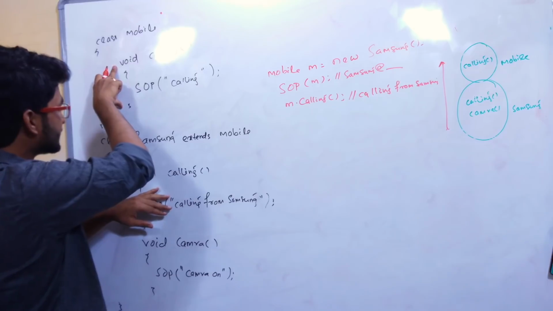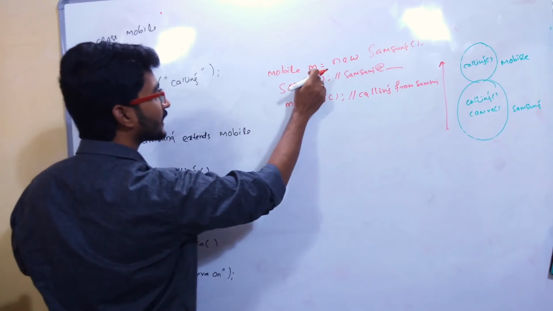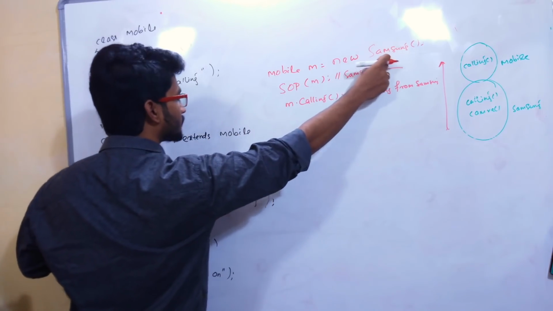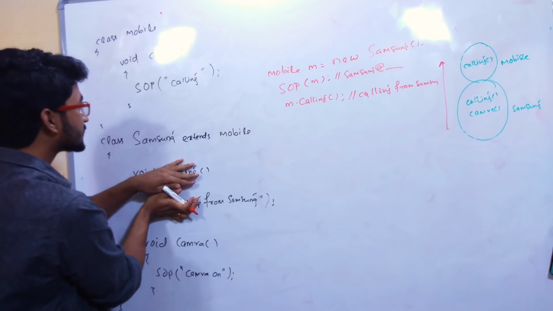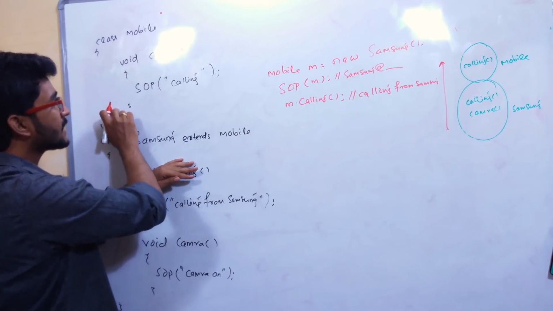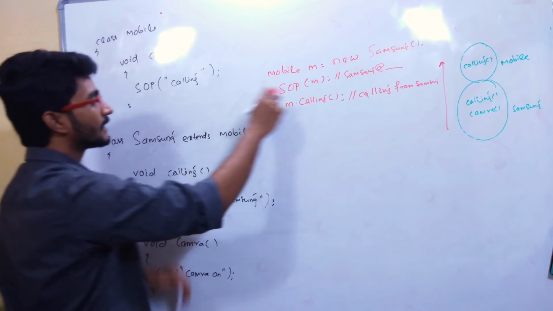So if this is there, is it overridden? What is this particular m storing? A Samsung class object. So in the Samsung class, is it overridden? No, it's not overridden. If it is not overridden, this particular method will get called. The parent type method will get called over here.